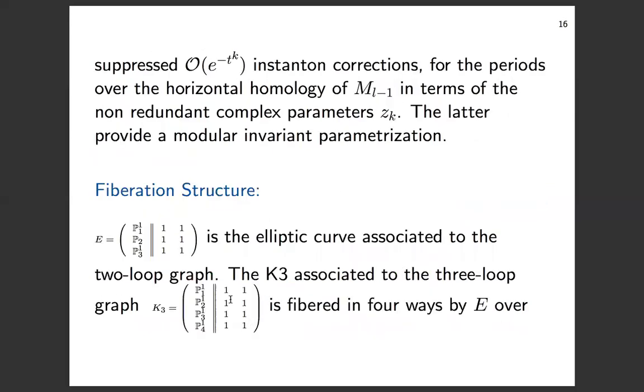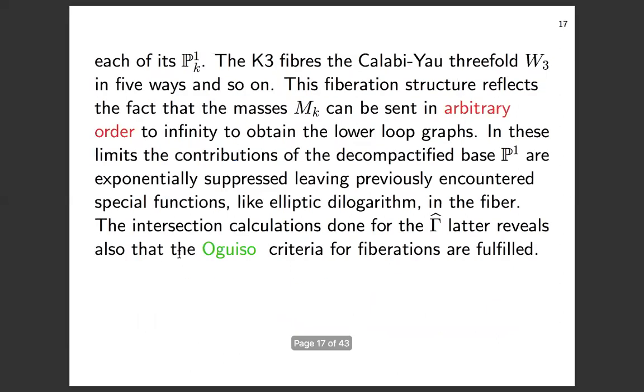What is also quite nice about these Calabi-Yaus is that they have a very intricate fibration structure. An elliptic curve in this description would correspond to the two-loop graph. It is given by this complete intersection in three P1s. And then a K3 would be given by the complete intersection in four P1s. But if you look at this K3, it is fibered in four different ways by these elliptic curves. And if you go on, you get a Calabi-Yau threefold, fibered in five ways by the K3s that I presented before, and each of these K3s is fibered in four ways by the elliptic curve.